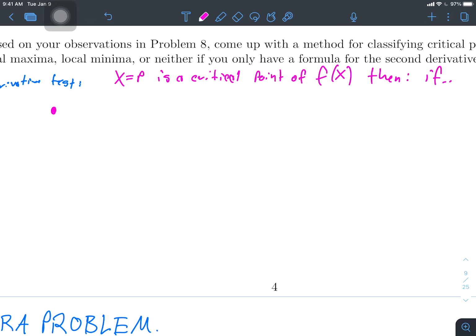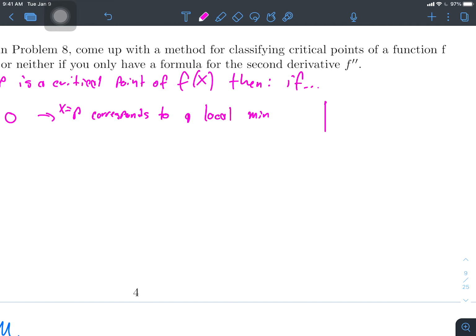if f double prime of p is larger than 0, x equals p corresponds to a local minimum. f double prime larger than 0 means we're bending like a U shape, which means we're going to get a minimum. So the corresponding picture for this one is we're concave up, which means our picture looks like this. Okay?